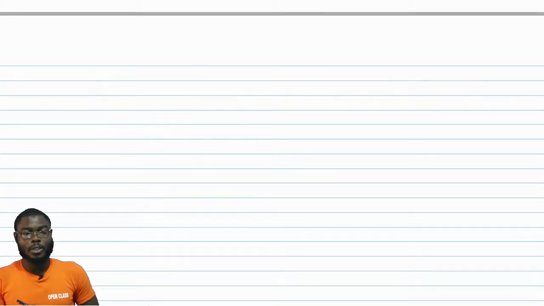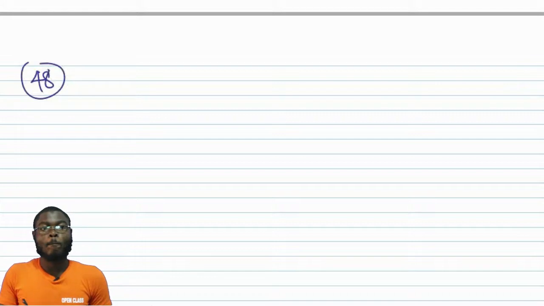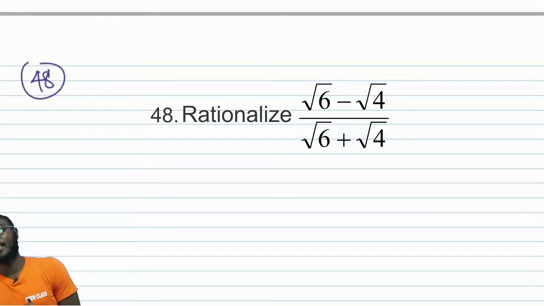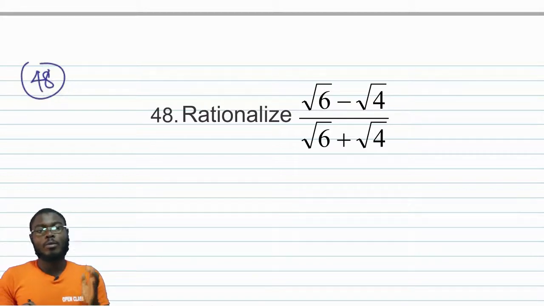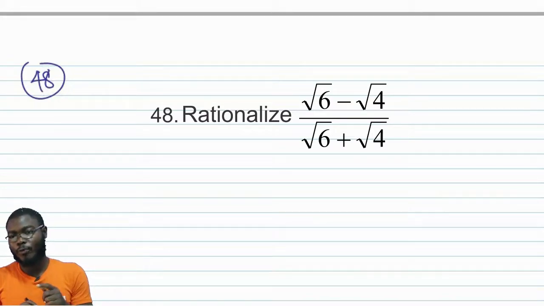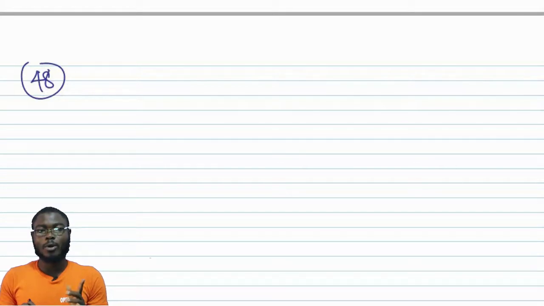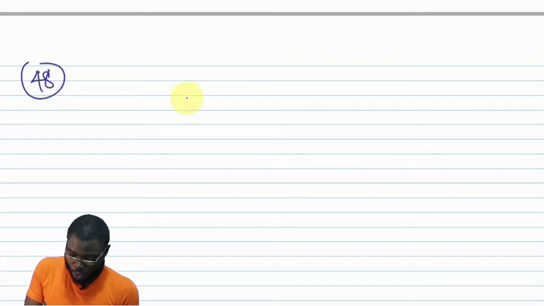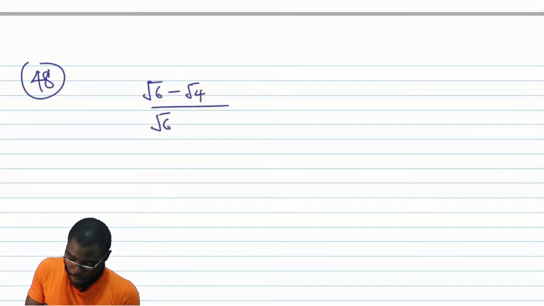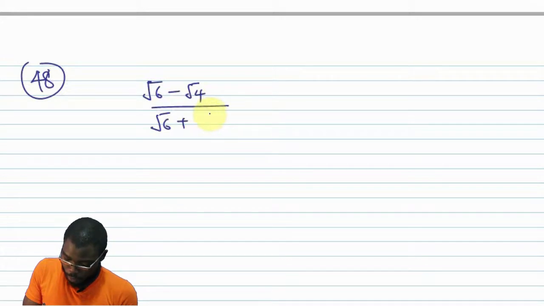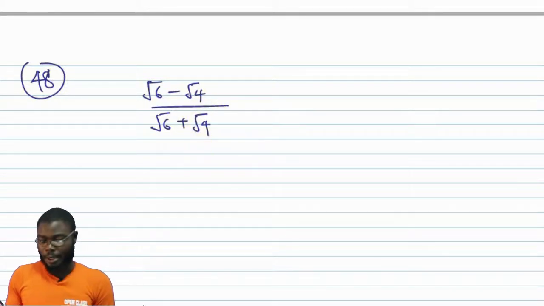The next question is 48. Question 48 says rationalize root 6 minus root 4 over root 6 plus root 4. So you have root 6 minus root 4 all over root 6 plus root 4. Rationalize. So this is under surd.